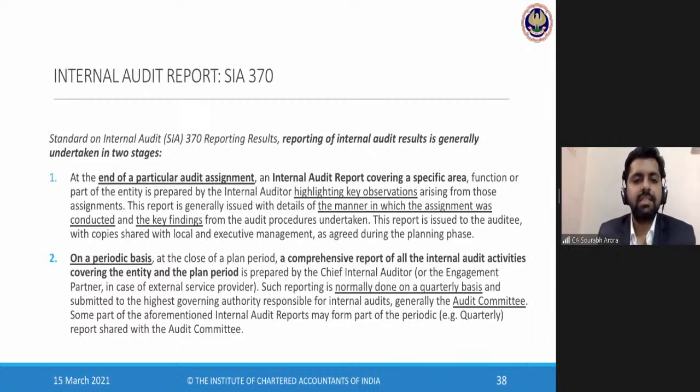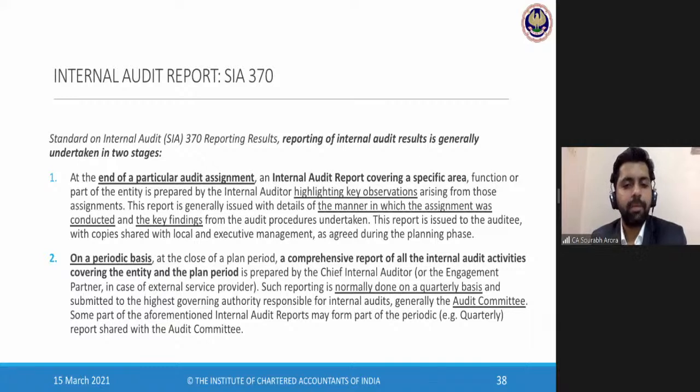Here, what it says is that there are two stages of internal audit reporting: at the end of a particular audit assignment, and on a periodic basis. On a periodic basis, it is generally quarterly. So we'll go through them in detail. At the end of a particular audit assignment, an internal audit report covering a specific area, function, or part of the entity is prepared. So whatever was the scope of the audit assignment, that alone will be covered, highlighting key observations and the manner in which the assignment was conducted. Manner means audit methodology, sampling methodology, key observations, the executive summary, and the key findings.